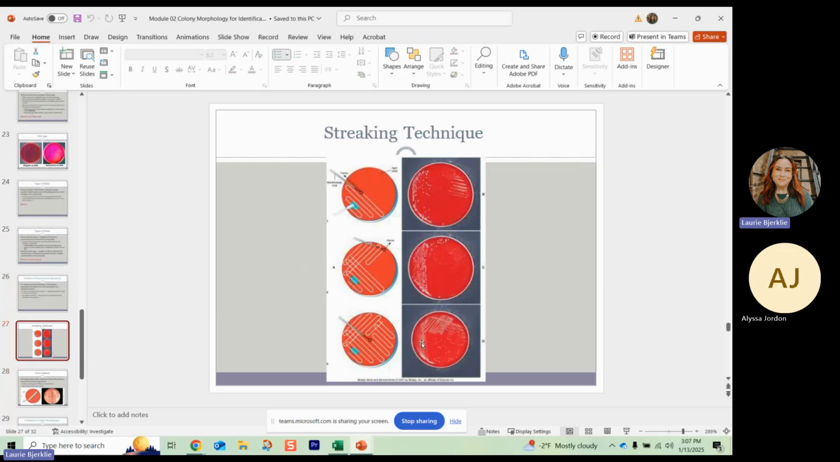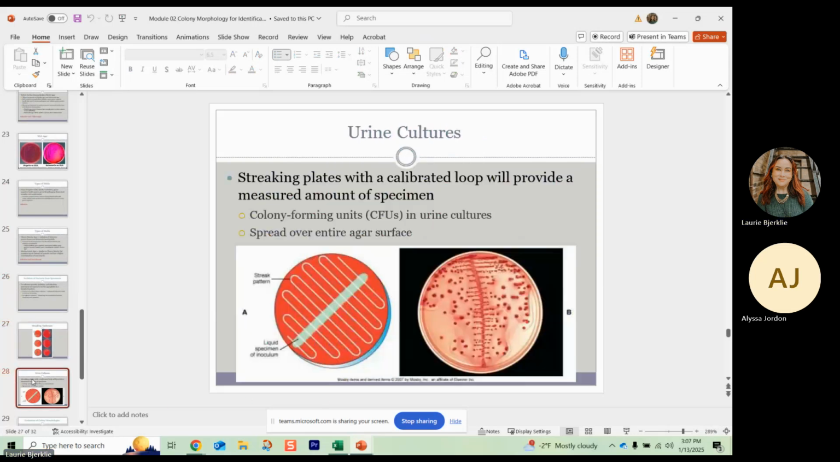You can't tell those colonies apart. As they go, you can start to see isolated colonies. That is ideal. Out here, when we test, this is where we want to test, right here in these isolated colony areas. All right, most culture plates are streaked to 4 quads.